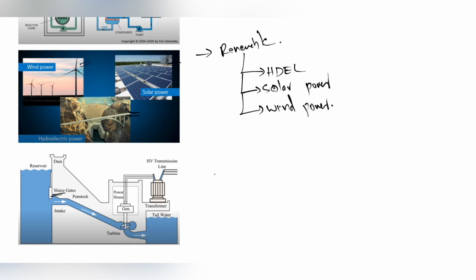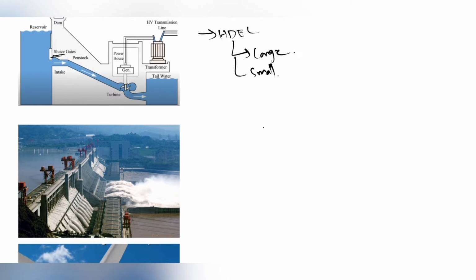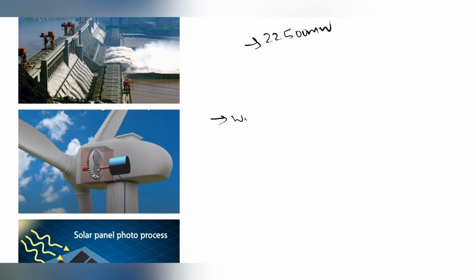Now, in terms of hydroelectric, there are again two types, the large ones and small ones, depending upon the amount of wattage they produce. The picture that you see here is basically the world's largest hydroelectric power plant in China. There is the Three Gorges hydroelectric station. The capacity of this particular power plant is basically 22,500 megawatt.